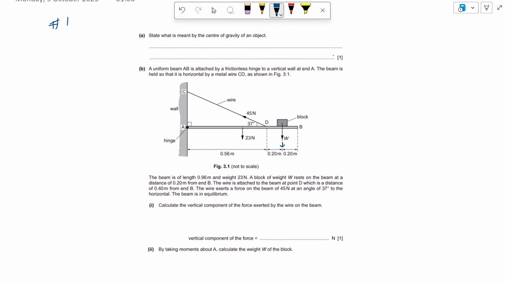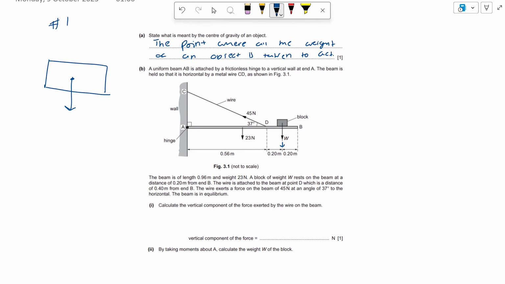State what is meant by the term center of gravity of an object. Well, imagine we have a sheet of paper and you need to balance this sheet using your index finger. You would normally place your finger at the center of this sheet of paper, and that's the center of gravity because all the weight of this piece of paper is said to act at the center of the sheet. Therefore, center of gravity is the point where all the weight of an object is taken to act.